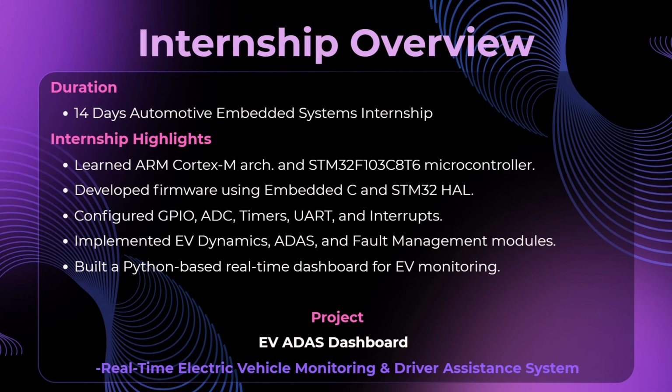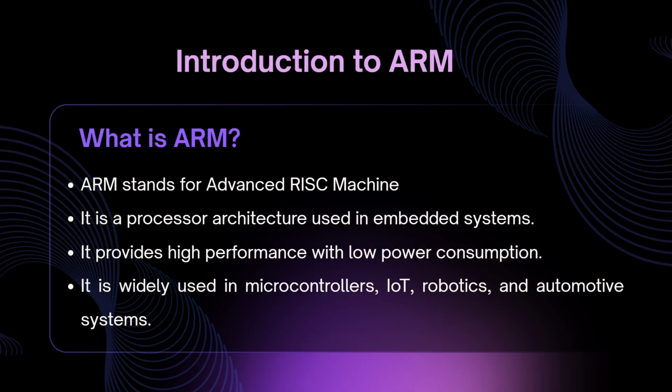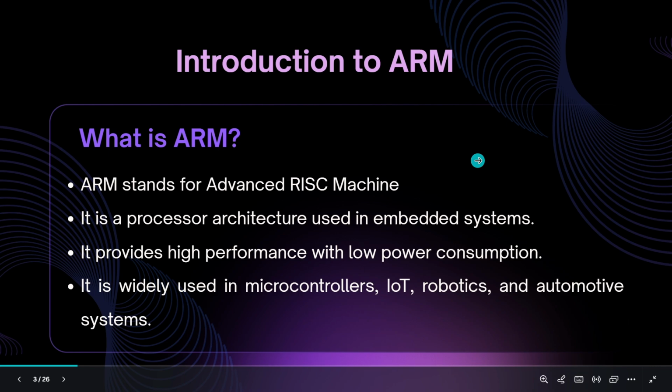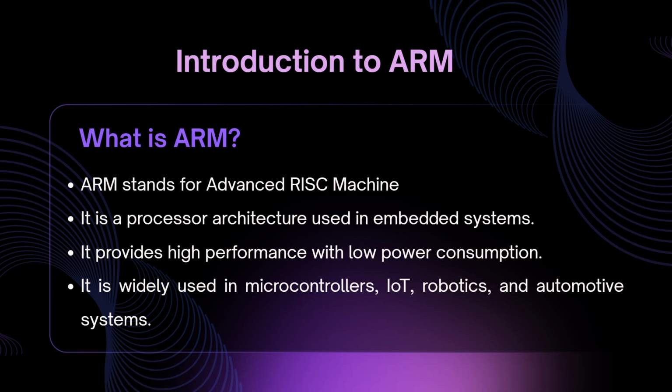Before moving to the actual internship project, I'll give a brief introduction to ARM. ARM stands for Advanced RISC Machine. It is one of the most widely used processor architectures in embedded systems today. ARM follows RISC, or Reduced Instruction Set Computer architecture. This means that it uses a simple set of instructions. Because of this architecture, ARM processors provide high performance and also low power consumption, making them ideal for embedded applications. Today, ARM processors are used in a wide range of devices such as microcontrollers, IoT devices, robotics, and automotive systems, where both performance and power efficiency are important.